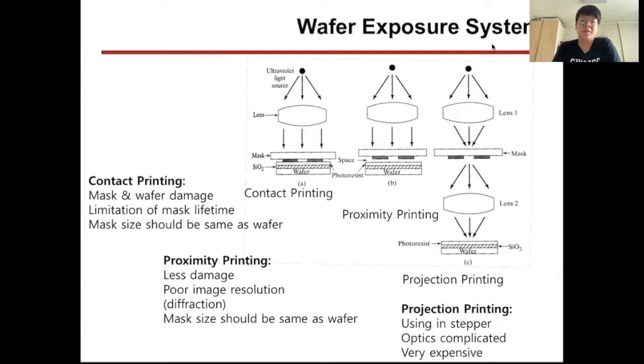Lastly, there is projection printing. Projection printing projects the image onto the wafer using a condensing lens. So the mask doesn't need to be the same size as the wafer. However, it uses optical systems, so it is very expensive. Optical systems are complicated.